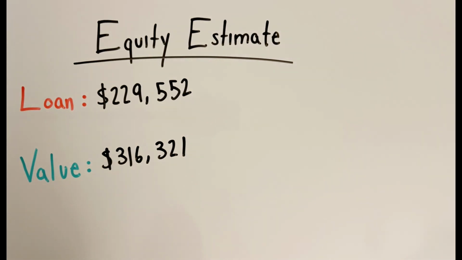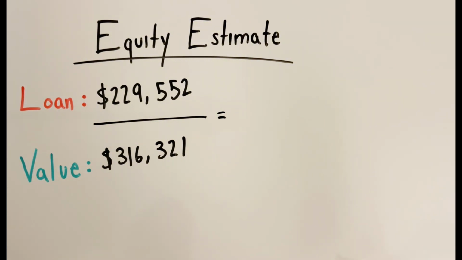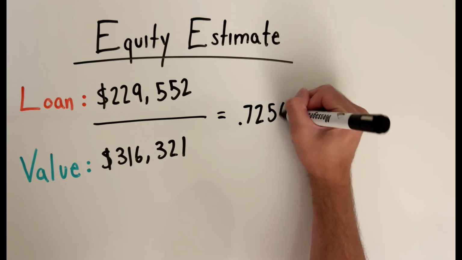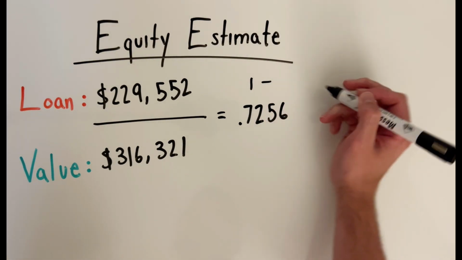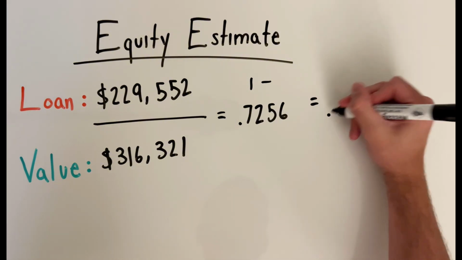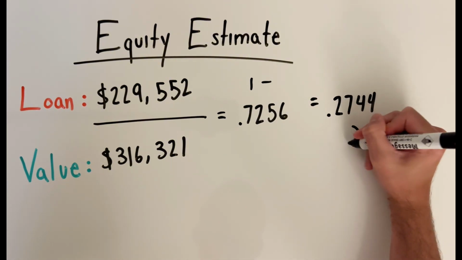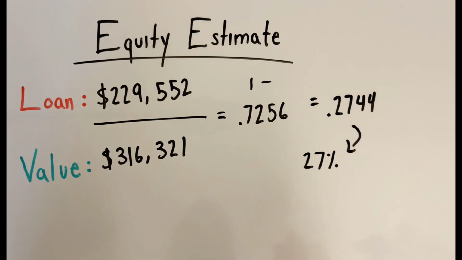$316,321. Now, to estimate how much equity I have, we're going to divide that number, which equals 0.7256. Now, to get how much equity I have, you just take 1 minus this number, which equals 0.2744, which equates to right around 20% equity. Based on this estimate, that is more than enough equity to get PMI removed.